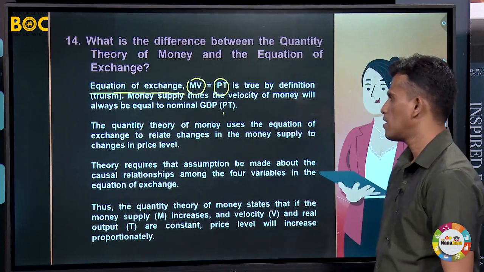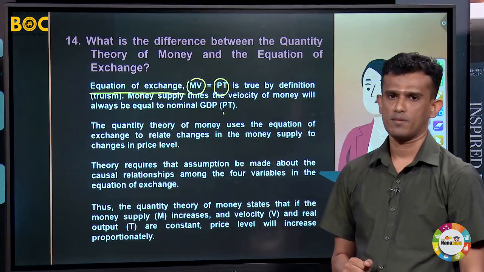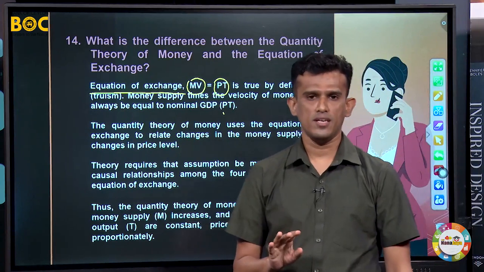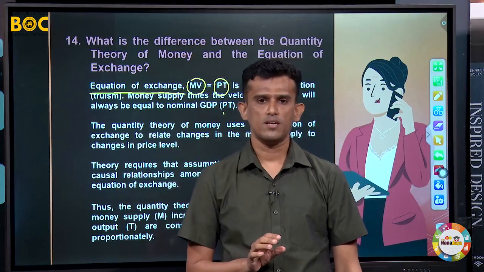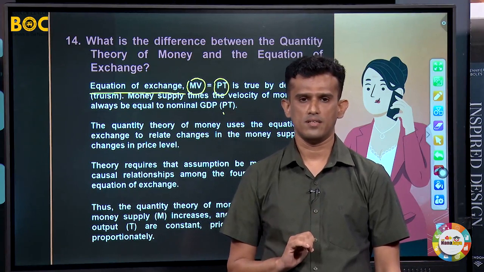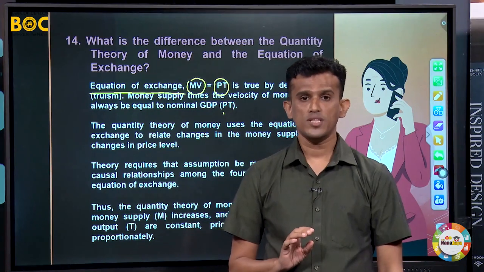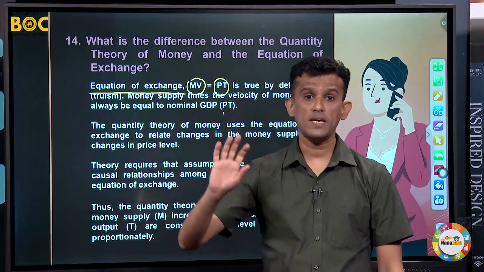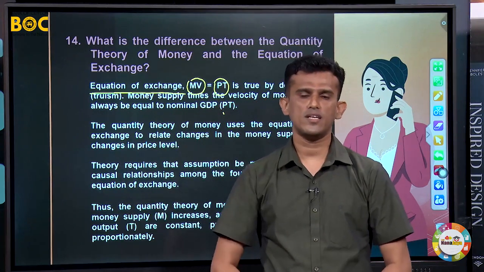Right? We identify that as showing some true fact. But the quantity theory of money is an economic theory developed to show the relationship between the money supply of the economy and the price level. We are developing this quantity theory of money using the equation of exchange. We use the equation of exchange and make some assumptions to simplify it, and we develop the quantity theory of money.